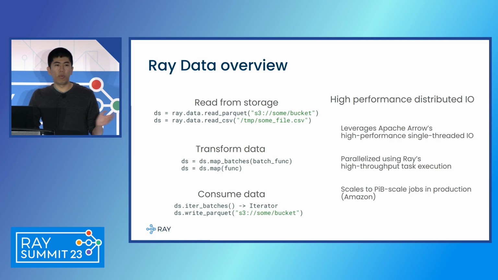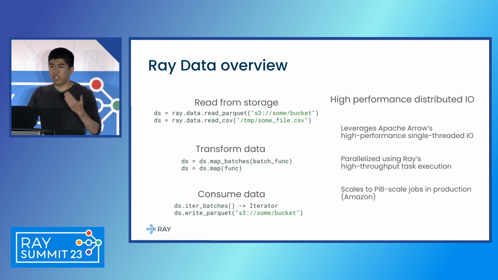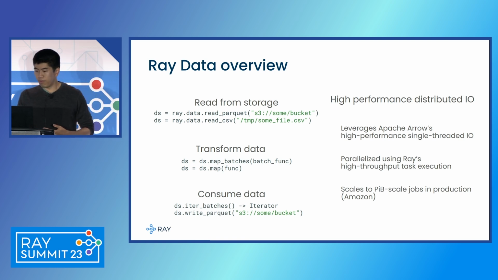So one thing I do want to point out is Ray data is a little bit different from other dataset APIs in that its iteration API is designed for high performance. So you can iterate over batches in Ray data at multiple gigabytes a second, which is not the typical design point. And the reason for this is Ray data is designed to be used for distributed training, where you want to feed data into your GPUs at high throughput.